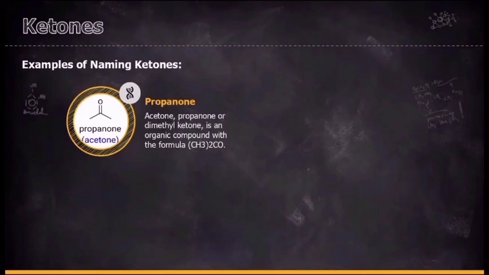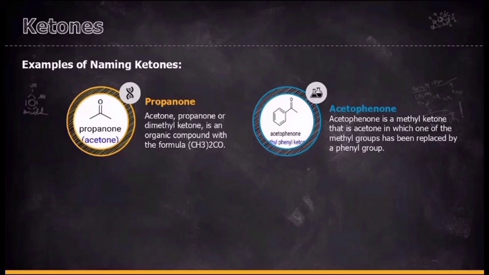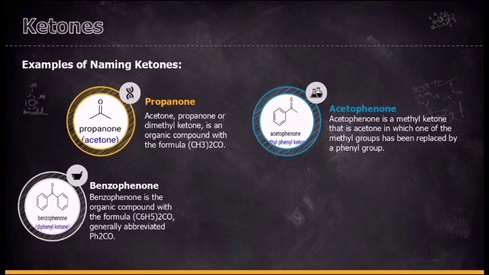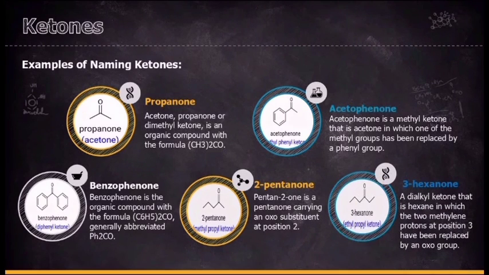Examples of naming ketones. Propanone. Acetone, propanone, or dimethyl ketone is an organic compound with the formula (CH3)2CO. It is the simplest and smallest ketone. Acetophenone. Acetophenone is a methyl ketone that is acetone in which one of the methyl groups has been replaced by a phenyl group. Benzophenone. Benzophenone is the organic compound with the formula (C6H5)2CO, generally abbreviated Ph2CO. It is a white solid that is soluble in organic solvents.